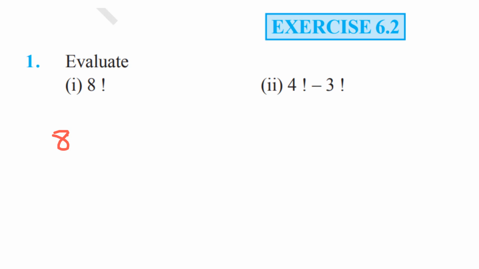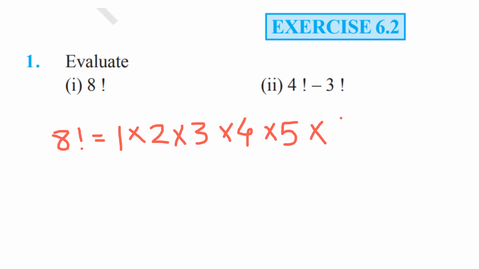8 factorial equal to 1 multiply 2 multiply 3 multiply 4 multiply 5 multiply 6 multiply 7 multiply 8. What do you get when we multiply all these numbers?